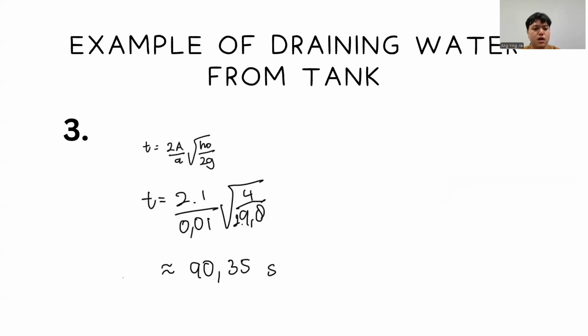And for the last question, t equals 2A over a square root of initial height over 2g. And we substitute the values. We get 2 times 1 over 0.01 square root of 4 over 2 times 9.8, and we get approximately 90.35 seconds. And thank you.